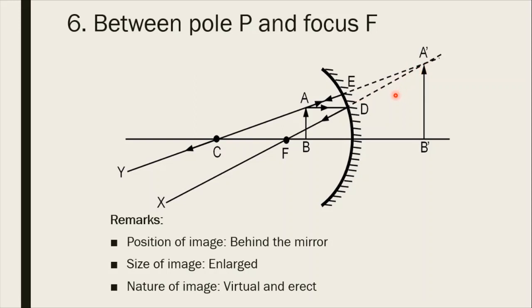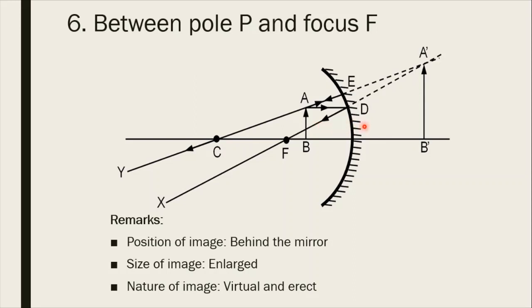Also, by the similarity of triangles, obviously A' is going to be the reflection of A. Thus, the arrow is marked here, and we infer that the position of such an image is going to be behind the mirror. The size of the image would be enlarged, and the nature of the image would be virtual and erect. We clearly see that it is virtual because the image thus formed is behind the mirror, and it is erect because it is on the same side as that of the object.